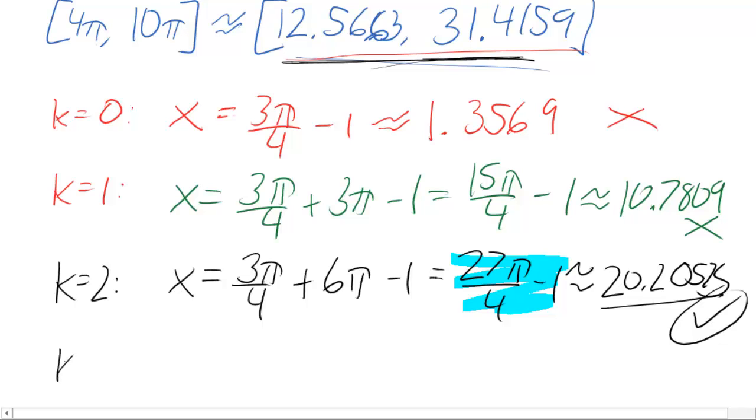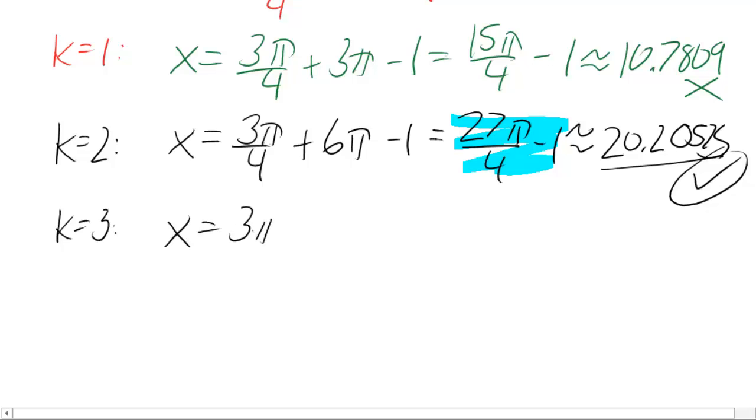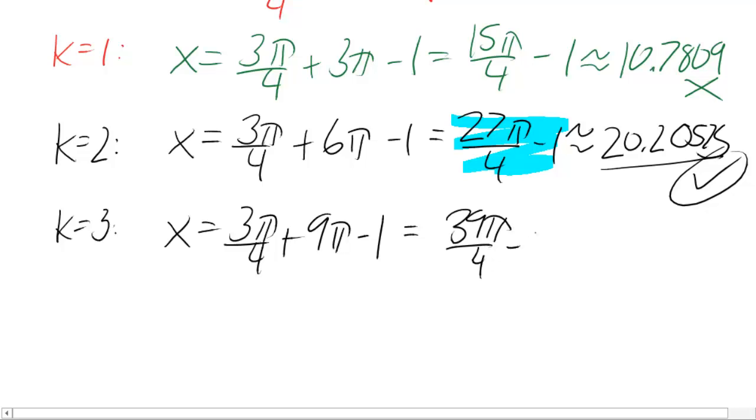Are there others? Let's see. k equal to 3, we can generate another solution. So x equal to 3 pi over 4 plus 9 pi minus 1 equals 39 pi over 4 minus 1, which is approximately equal to 29.6305. And again, we have success. There's another solution that lives in the interval we desire.